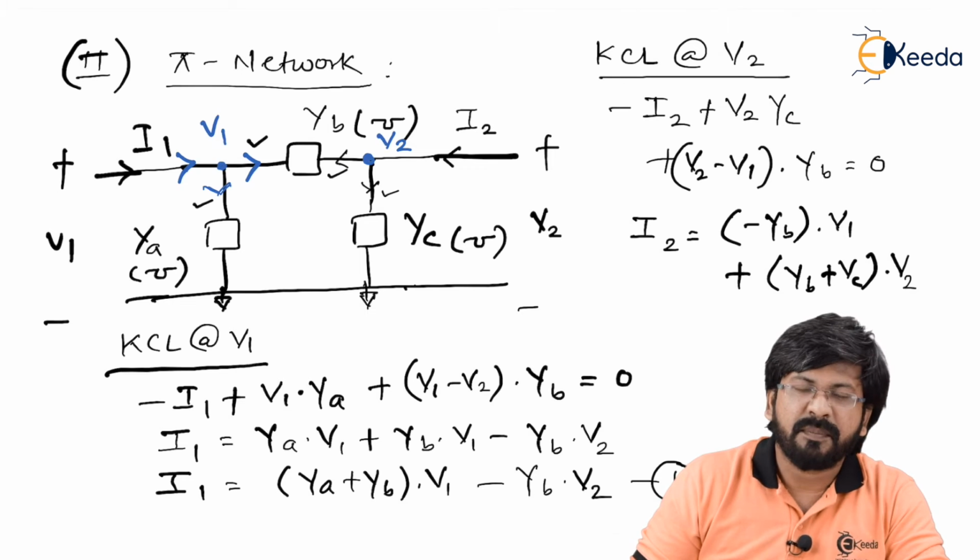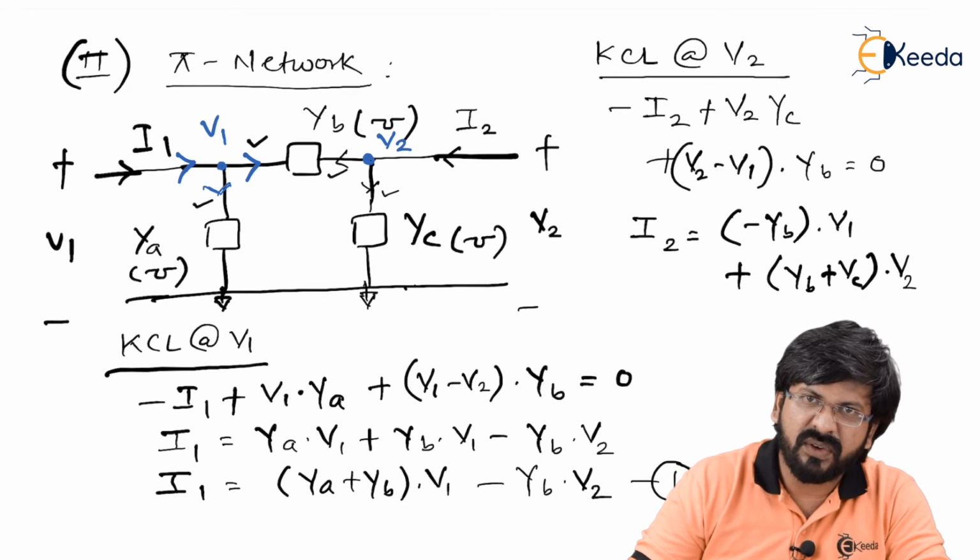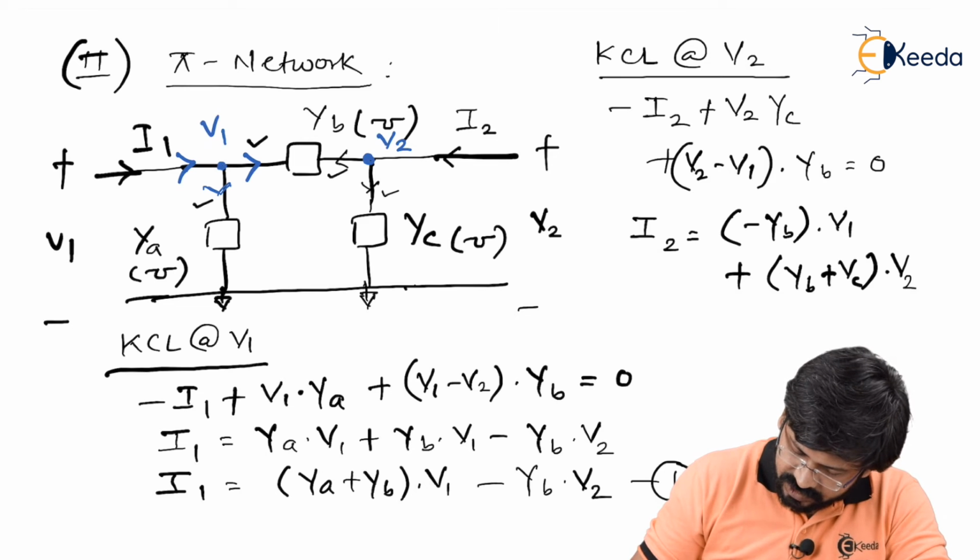So again, by comparing with the standard equations for Y parameters, you can claim Y11, Y12, Y21, Y22 as I'm showing you. If you refer to equation number 1, you can say this is nothing but your Y11.